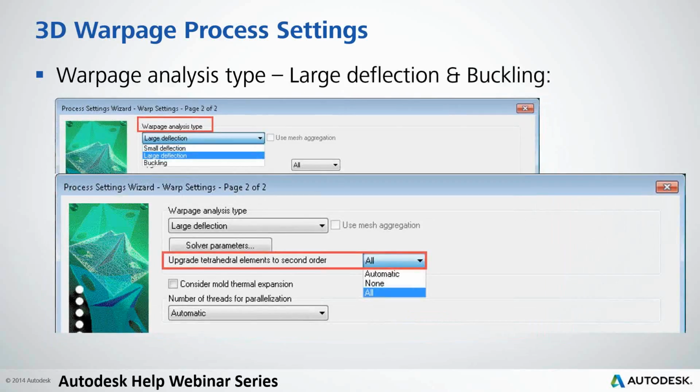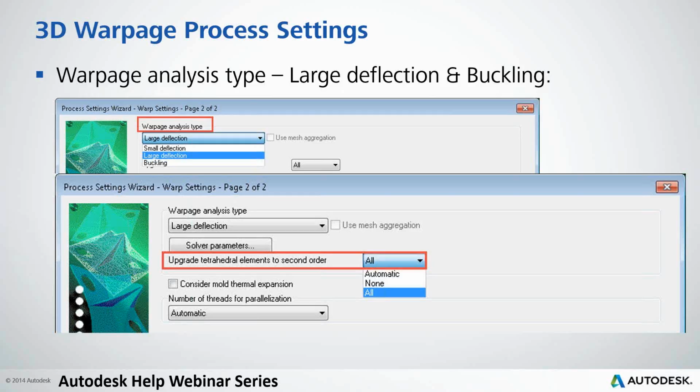The other 2 warpage analysis types that are available to you with 3D models are the large deflection analysis and the buckling analysis, which we did discuss when reviewing the midplane meshed models. Rarely will you run a large deflection or buckling analysis with 3D mesh models due to the types of geometries that are represented by the 3D meshed models. However, if you do decide to run either of these types in a 3D mesh, as you can see here, the option to use mesh aggregation is turned off and grayed out.